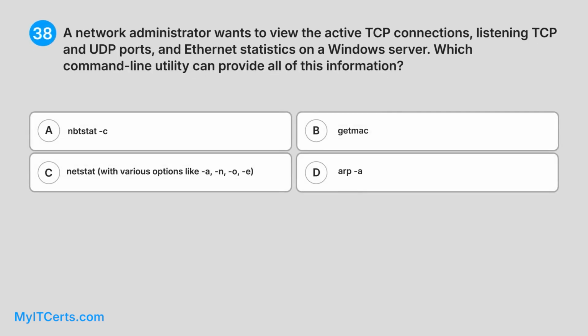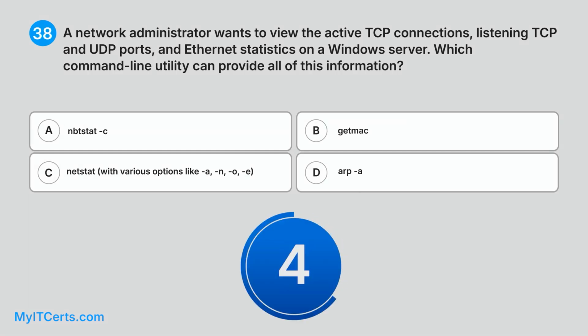38. A network administrator wants to view the active TCP connections, listening TCP and UDP ports, and Ethernet statistics on a Windows server. Which command line utility can provide all of this information? A. nbtstat -c. B. getmac. C. netstat, with various options like -a, -n, -o, -e. D. arp -a. What do you think is the answer?